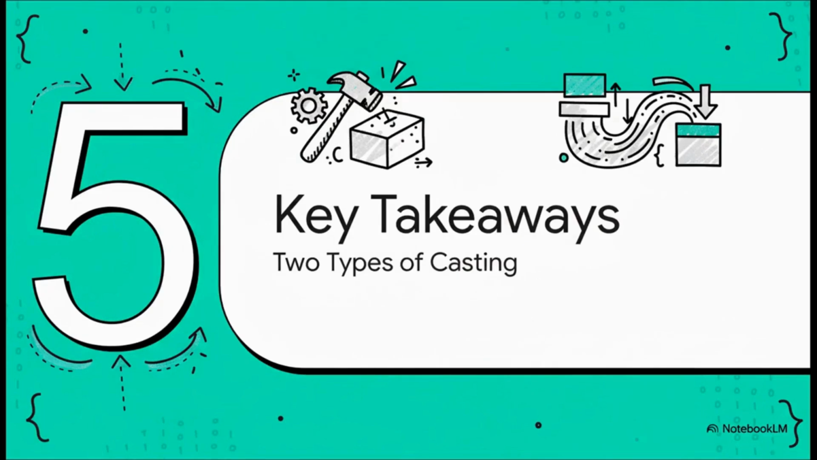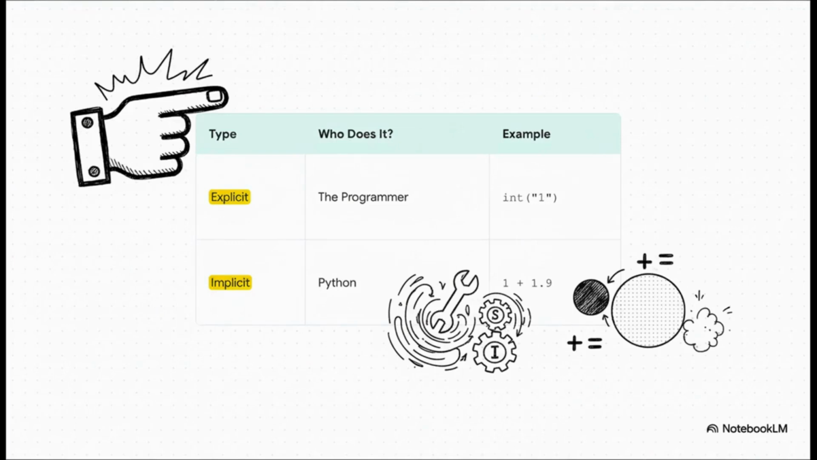Okay, that was a ton of information, but this is an absolutely critical concept. Let's do a quick recap of the two types of casting you need to burn into your memory from today's session. First, you have explicit casting. This is when you, the programmer, are in charge. You use a function like int to force a conversion. Second, you have implicit casting. This is where the Python interpreter does the work for you automatically to preserve data when you're mixing compatible types.